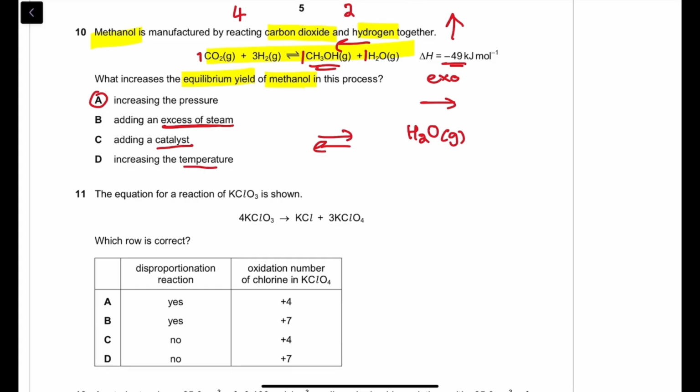Then D, it says increase the temperature. Well, if you do increase the temperature, the equilibrium is going to shift to the left in the endothermic direction to lower the temperature. So the only correct answer is A.